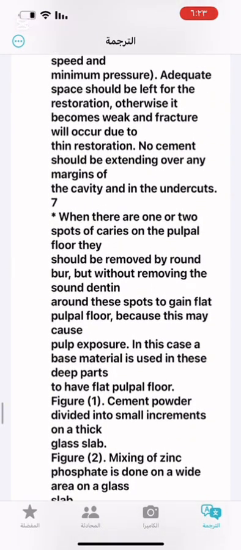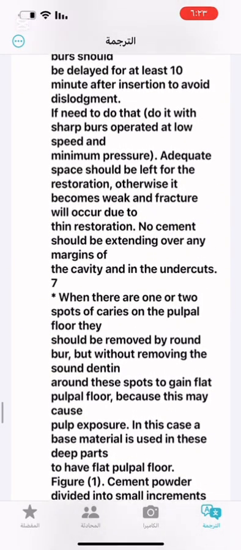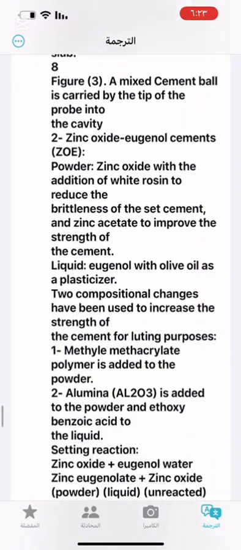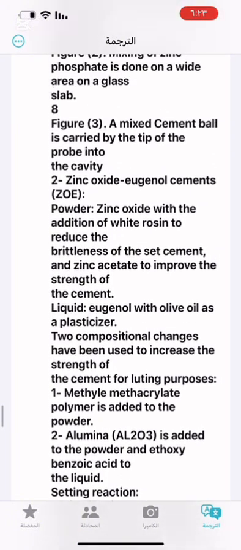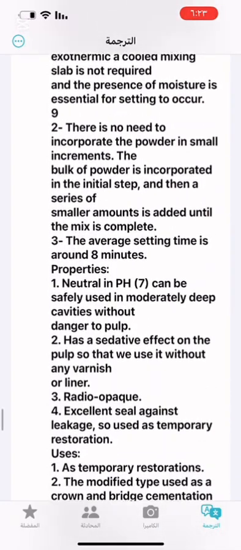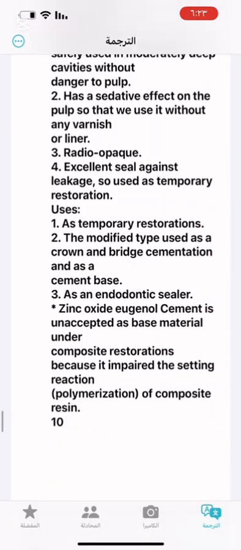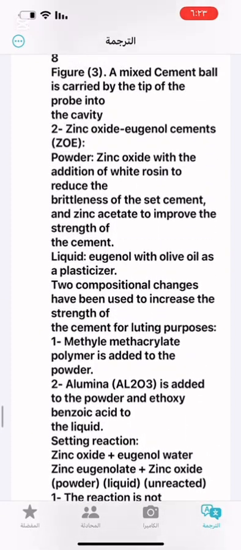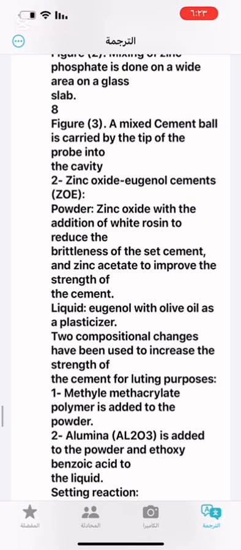Any trimming by burrs should be delayed for at least 10 minutes after insertion to avoid dislodgement. If you need to do that, do it with sharp burrs operated at low speed and minimum pressure. Adequate space should be left for the restoration, otherwise it becomes weak, and fracture will occur due to thin restoration. No cement should be extending over any margins of the cavity and in the undercuts.